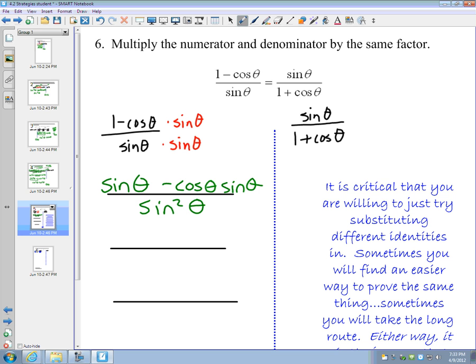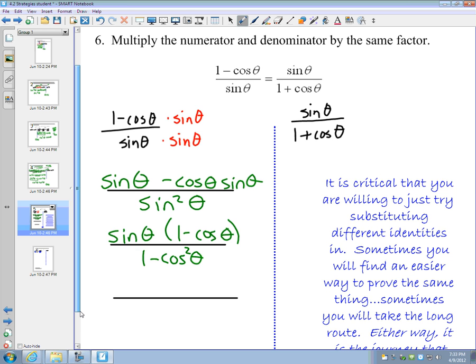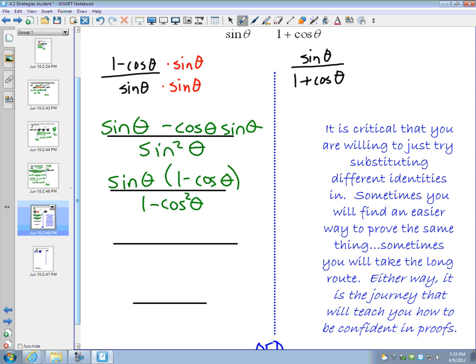What that gave me is sine squared theta is the same as 1 minus cos squared theta. Actually, I shouldn't have expanded that. I should have left this the way it was, sine times 1 minus cos, just because I know where this is going. Well, 1 minus cos theta is a difference of squares. This is 1 minus cos theta and 1 plus cos theta. I think I showed that 2 videos ago.